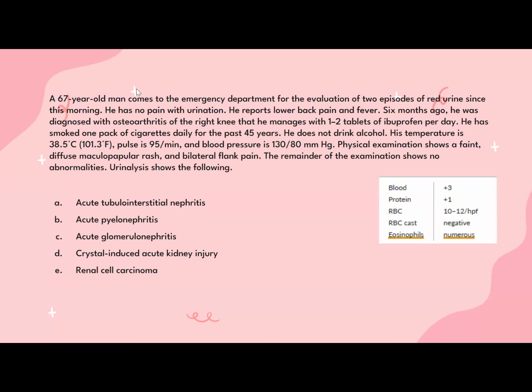Okay. A 67-year-old man comes to the emergency department for evaluation of 2 episodes of red urine since this morning. He has no pain with urination. He reports lower back pain and fever. 6 months ago, he was diagnosed with osteoarthritis of the right knee, and he manages that with 1 to 2 tablets of ibuprofen per day. This was 6 months ago.